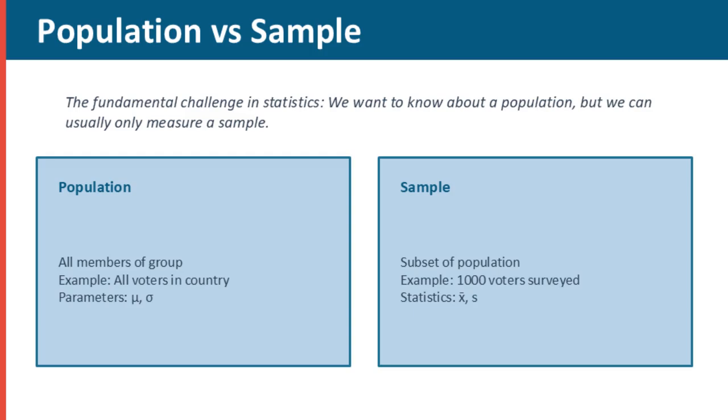The population parameters we are interested in are mu, which is the mean, and sigma, that is the standard deviation. From our sample, we calculate the statistics, x bar, which is the sample mean, and s, which is the sample standard deviation. Now the critical question is, how reliable is our sample estimate? And that's what the sampling distributions help us to answer.